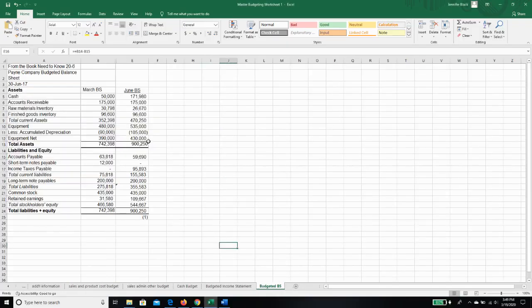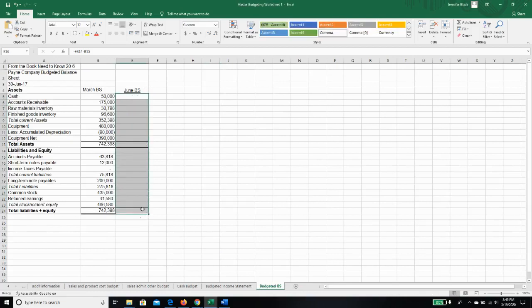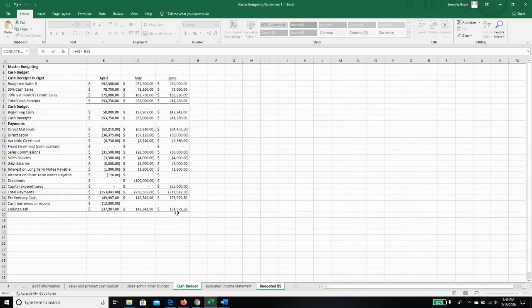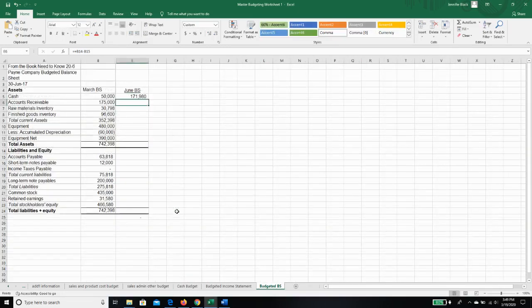So our balance sheet, oh, look at that. I already have it populated. Why don't I go ahead and delete that? All right, here we go. So for our cash on our June balance sheet, we're going to go to our cash budget and find our ending cash. There we go.